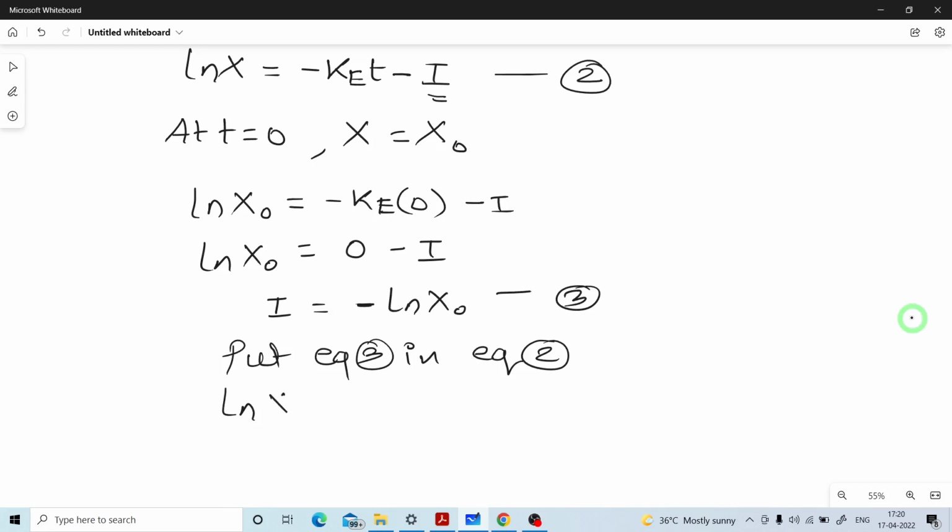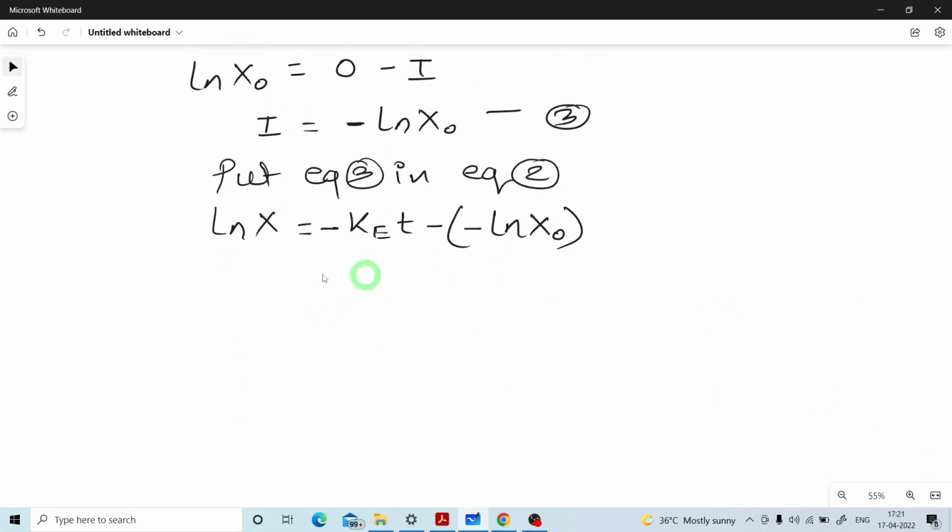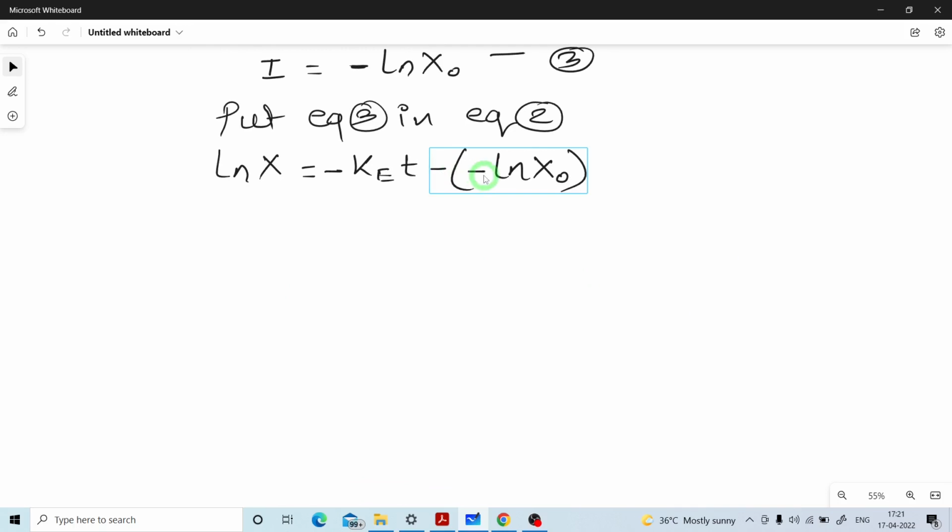natural log of x is equal to minus ke t minus into bracket minus natural log of x0. If you solve this equation further, minus into minus will be plus. So the same equation can now be written as natural log of x is equal to minus ke t plus natural log of x0.